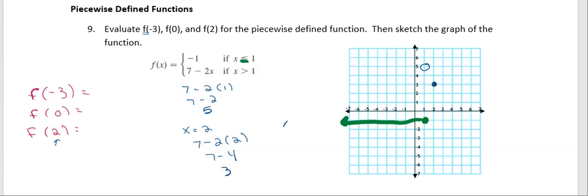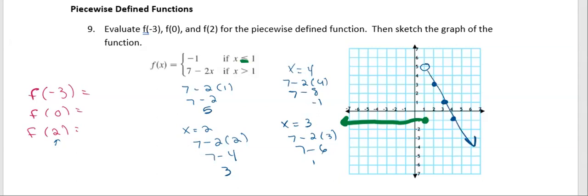All right, let's try another one. What about when x equals 3? 3 would use this one as well because 3 is greater than 1. So that would look like 7 minus 2 times 3, or 7 minus 6, which will give us 1. And we could keep going. What about when x equals 4? Well, that would look like 7 minus 2 times 4, which would be 7 minus 8, which would be -1. I think we have enough that we can draw our line. There we go. So this is what our sketch is going to look like.